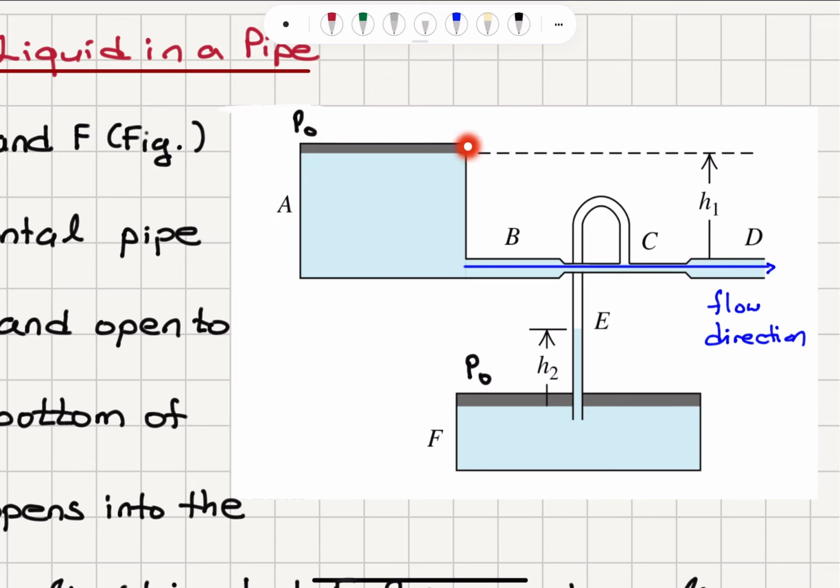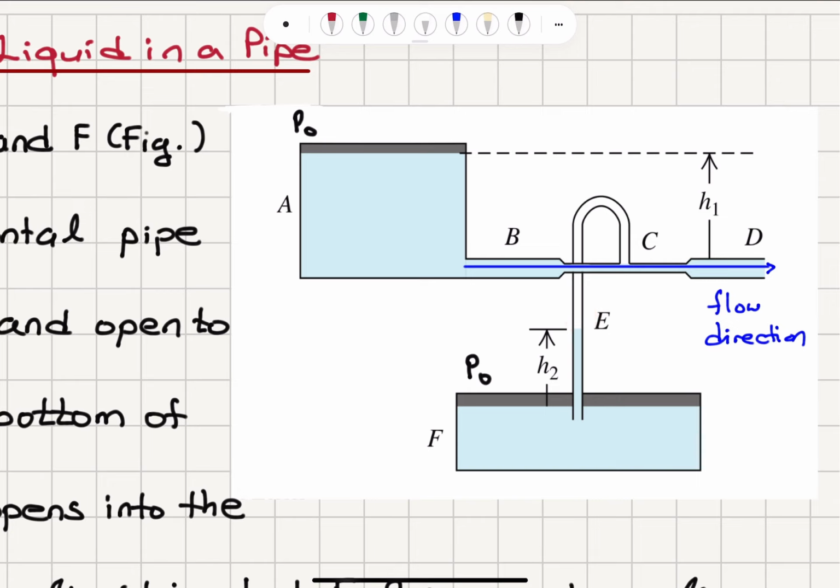Okay, so these are very large open tanks, atmospheric pressure outside. We have an opening at the bottom of tank A, so through B we have a fluid flow, and it goes through a constriction C, and then it goes through the pipe D, which is a distance h1 below the surface of A. Now, because you have flow here, according to Bernoulli's equation, this will cause a decrease in the pressure on this pipe, and therefore this liquid level will rise here in order to account for this.